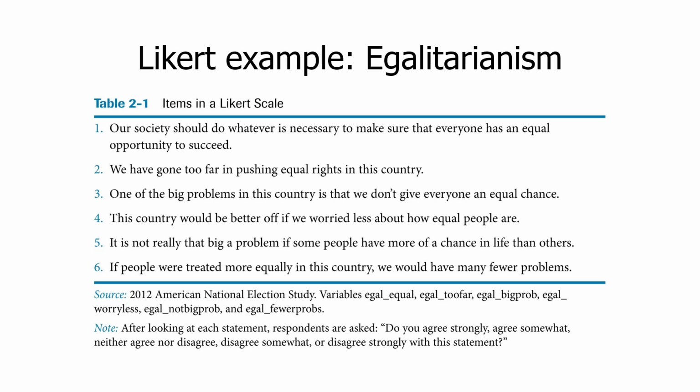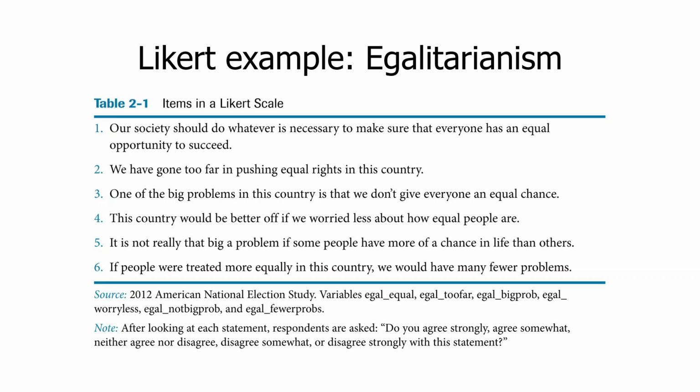Here's a very good example. This is a scale that's been asked in the American National Election Study, a battery of questions. Let's take a minute and look at this. These are scale items in a measure of egalitarian beliefs, or egalitarianism. And look at the bottom here.